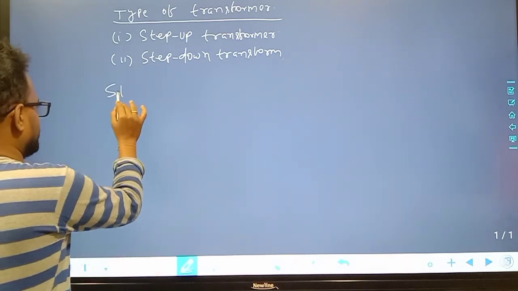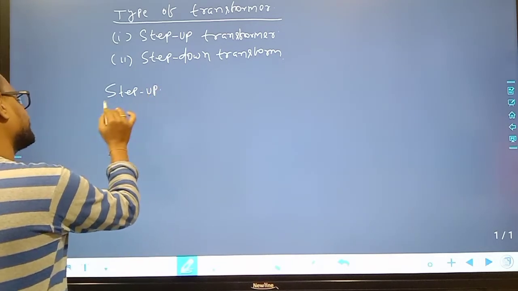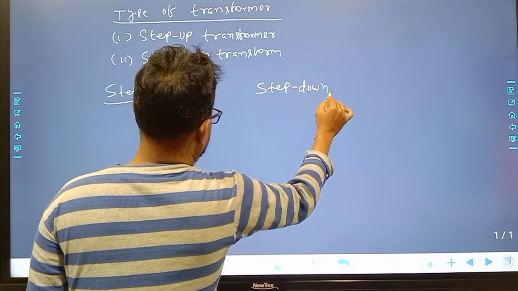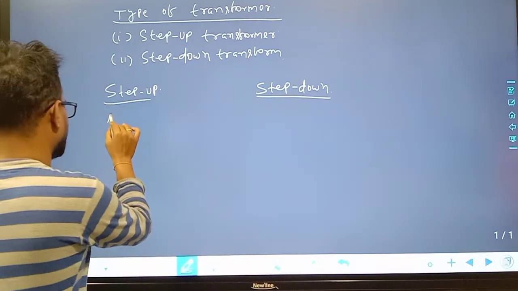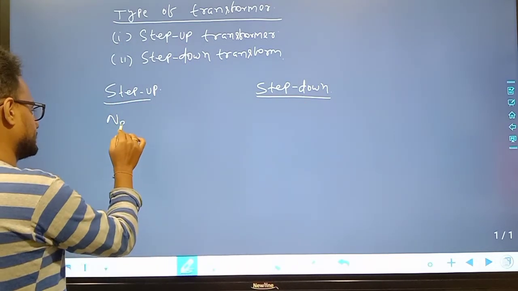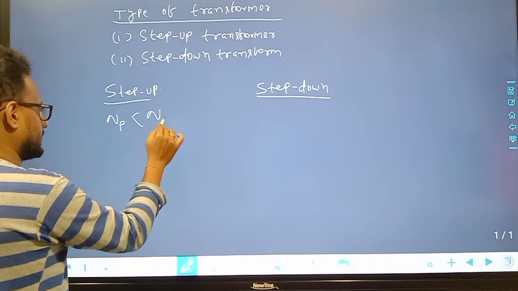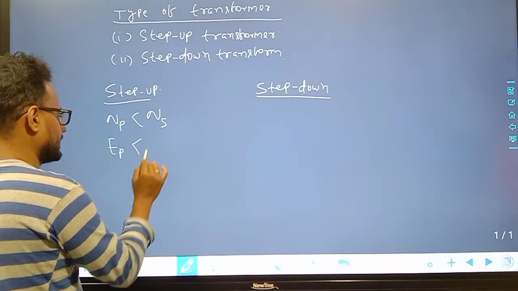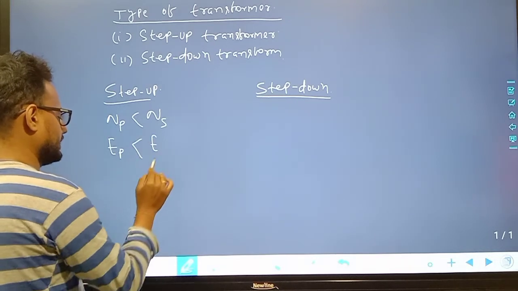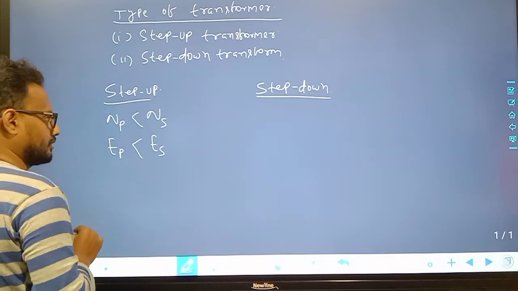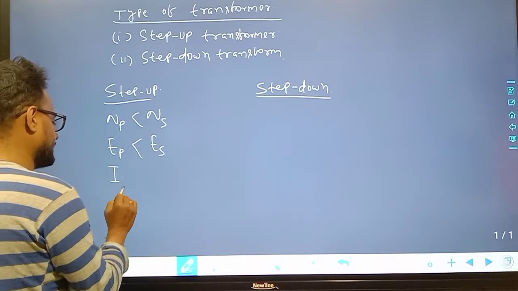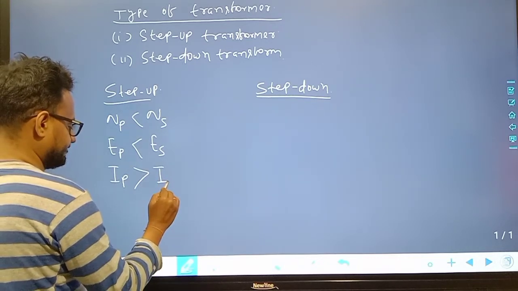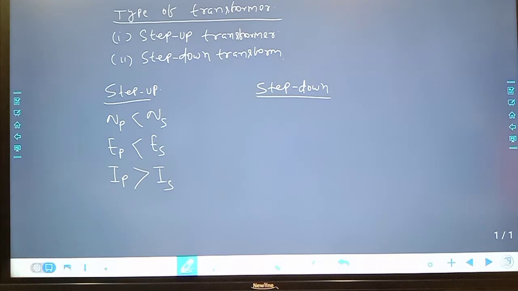So in a step-up transformer, the number of turns of the secondary coil is greater than the number of turns of the primary coil. EMF produced in the secondary coil is greater than EMF in the primary coil. But current in the primary coil is greater than current in the secondary. This is called a step-up transformer.